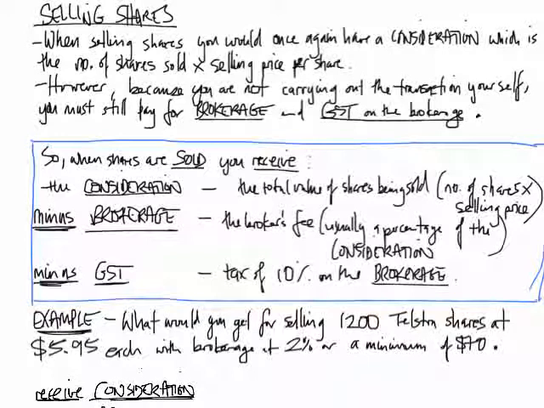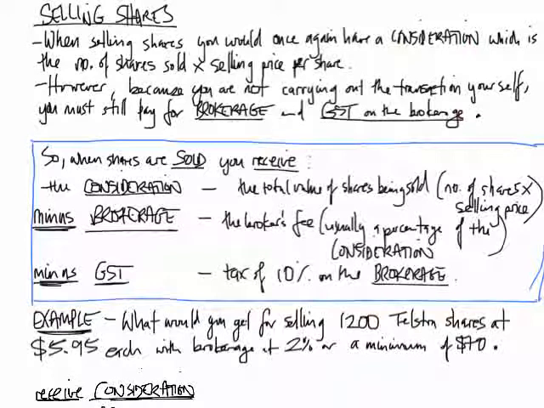When selling shares, you once again have a consideration, which is the number of shares sold times the selling price per share. But this time, because you're not carrying out the transaction yourself, just like before, you have to pay for the brokerage and the GST on the brokerage from the money that you would see from the consideration. So you're not going to get your full consideration from selling it. It's going to be reduced a little bit by the brokerage you have to pay and the GST.